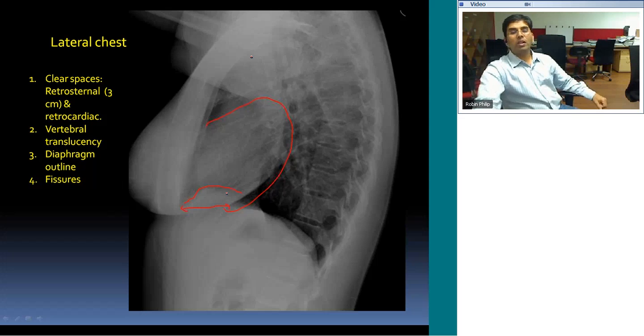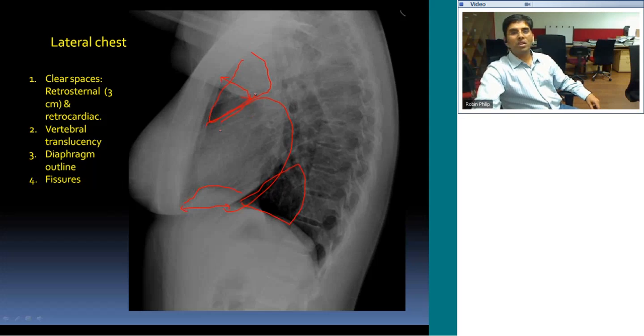Look at the retrosternal space. This usually should not be more than 3 centimeters. In COPD patients, this will increase. The retrosternal lucency would increase. And then look at the retrocardiac space. If there's any opacity here that is not seen on the corresponding PA view, that means you're looking at some mediastinal mass.